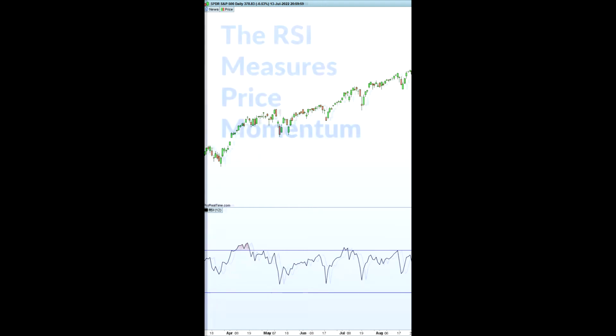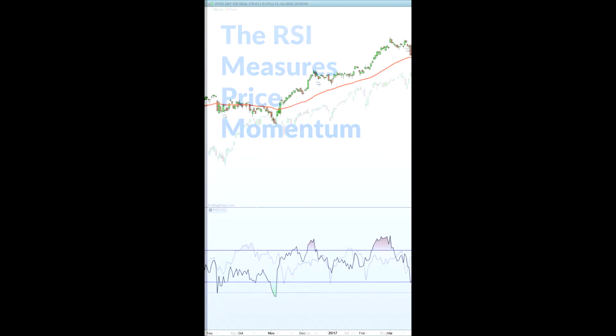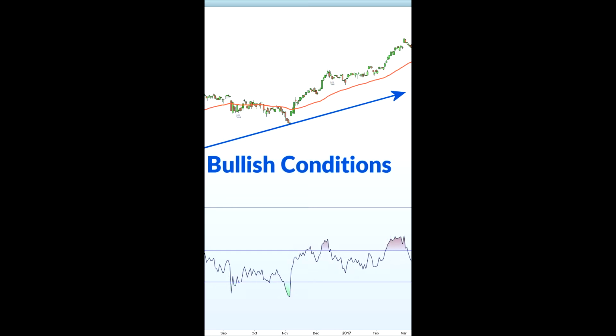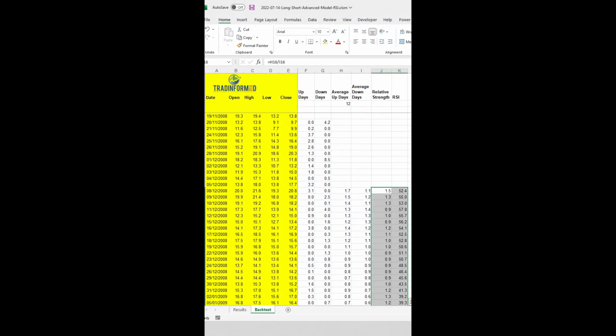Relative Strength Index, the RSI, measures price momentum. When conditions are bullish, look to buy when the indicator is oversold. Understand the RSI deeply by learning how to calculate it.